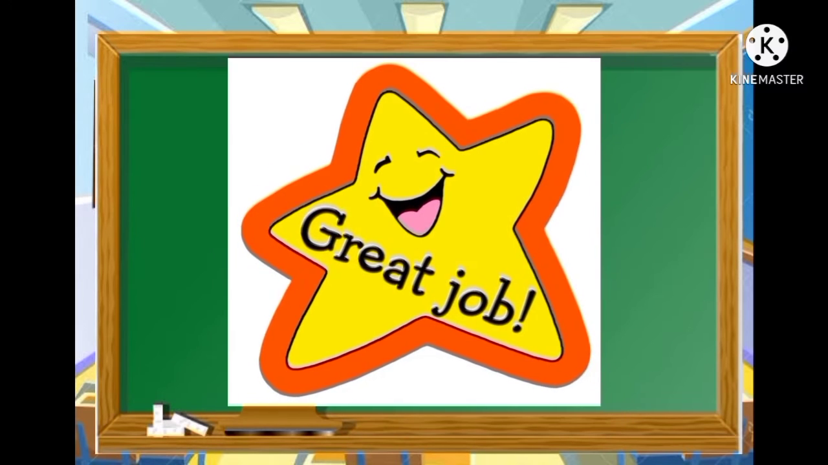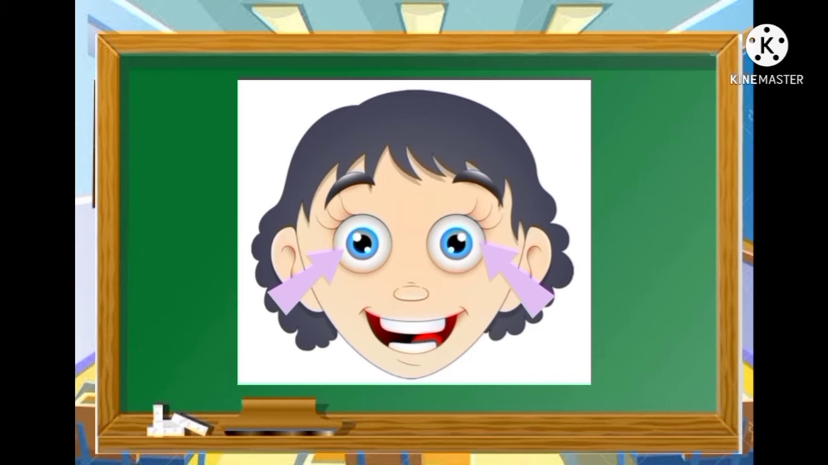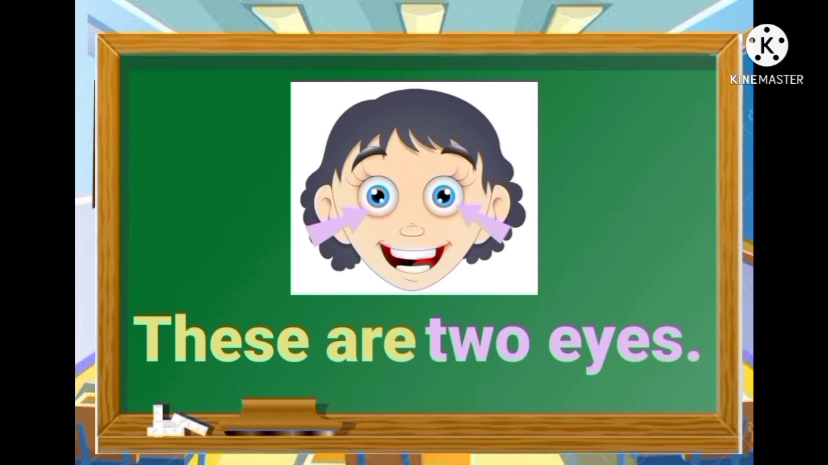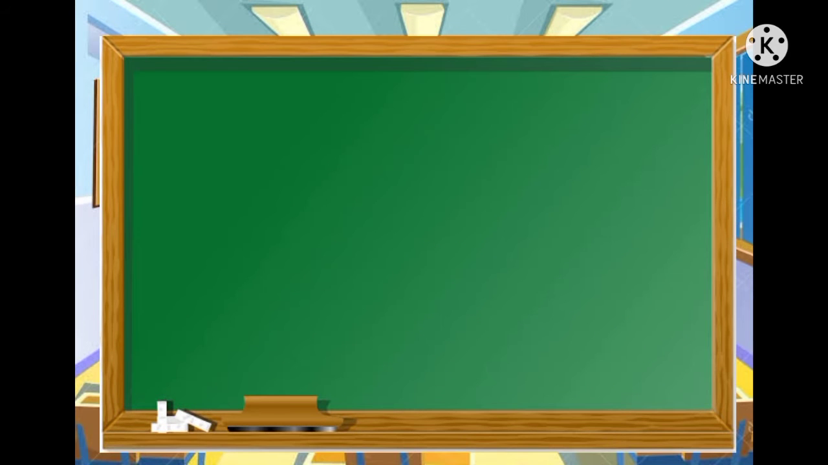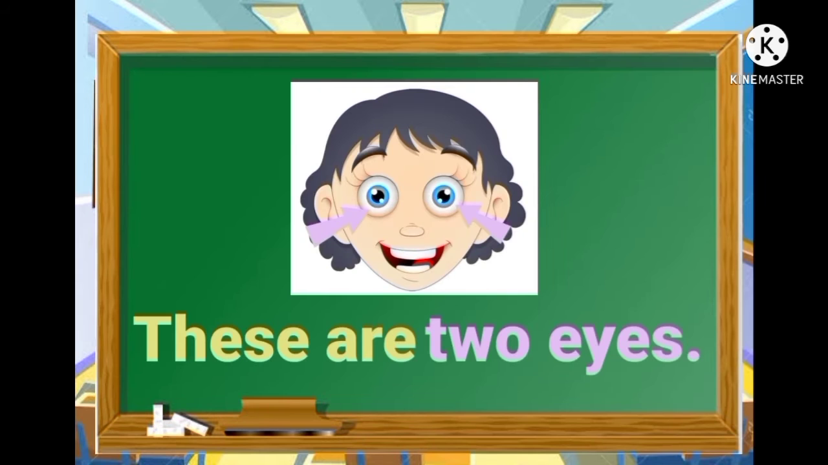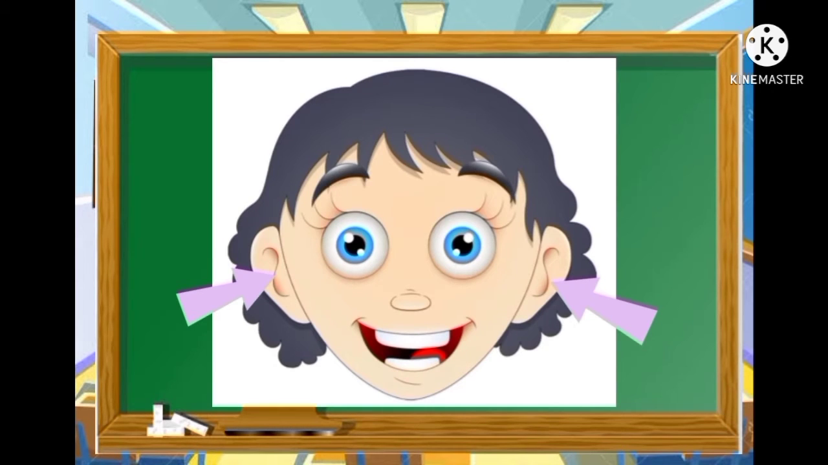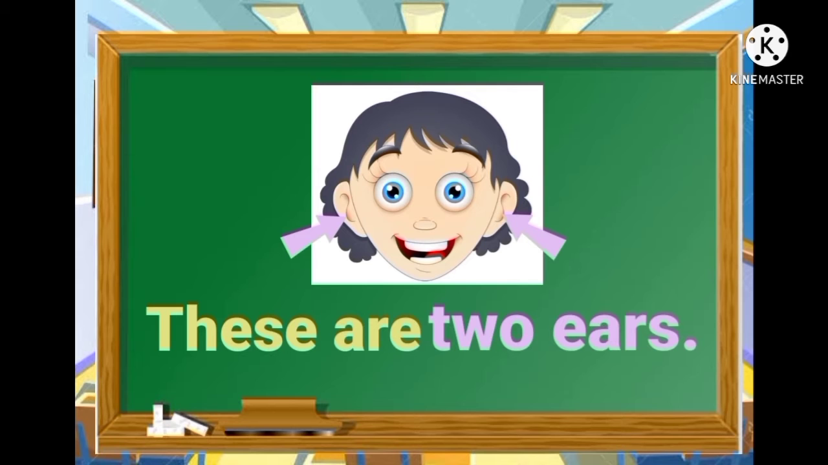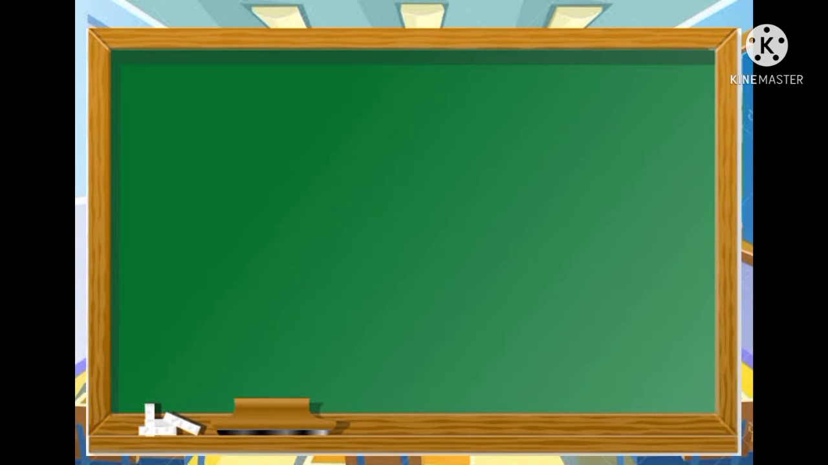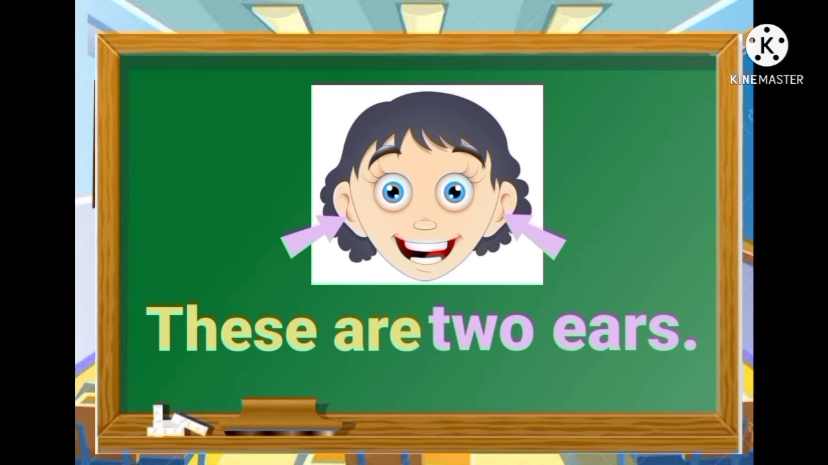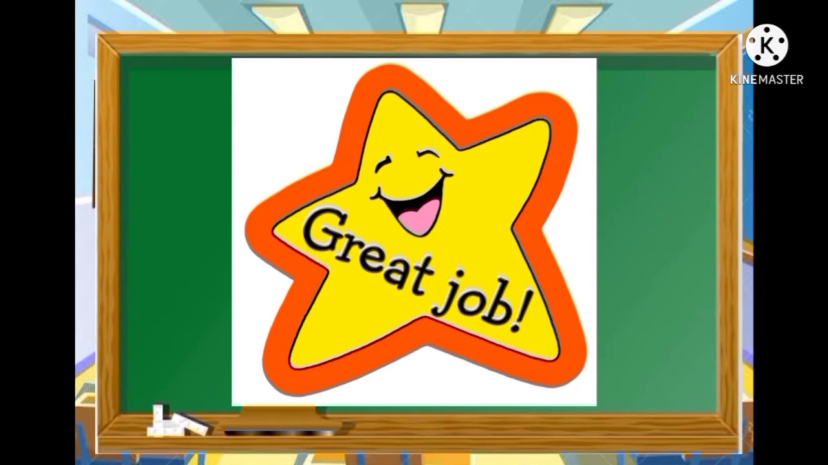Great job. Next, what are these? Very good. These are two eyes. Repeat again. What is this? These are two eyes. Great job. Next, what are these? Very good. These are two ears. Repeat again. What is this? These are two ears. Great job, children!